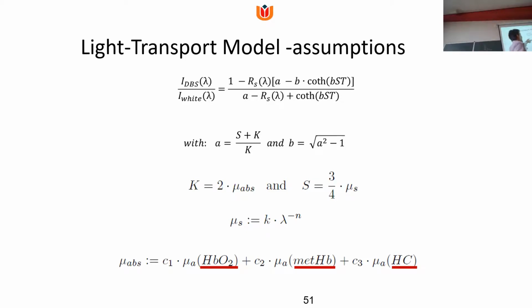This is our equation, the light transport or diffusion equation approximation. This is the conversion from these parameters to something that we can work with, the S and K, so that we get the absorption and scattering coefficients. For the scattering coefficients, we can assume that they are very strongly wavelength dependent. The absorption coefficients, if we know that, we can extract these three. Make sense? Totally makes sense. So by measuring on the blood stain and next to the blood stain, we can derive the amounts of these reaction products, basically.